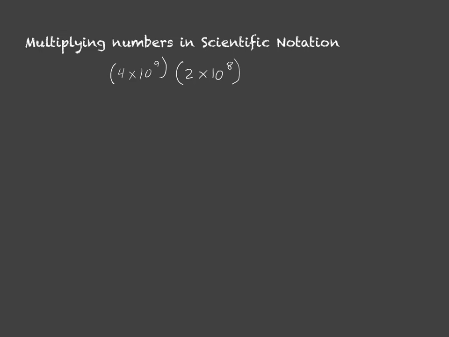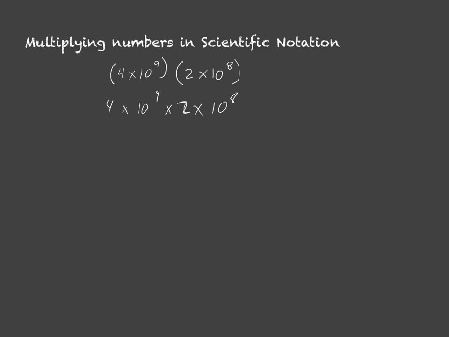So going back to 6th and 7th grade when you learned the properties of multiplication, you're able to remove the parentheses because of the associative property. So we're going to rewrite this as 4 times 10 to the 9th times 2 times 10 to the 8th. Now, the associative property allows me to remove the parentheses so I can group them in a different manner.